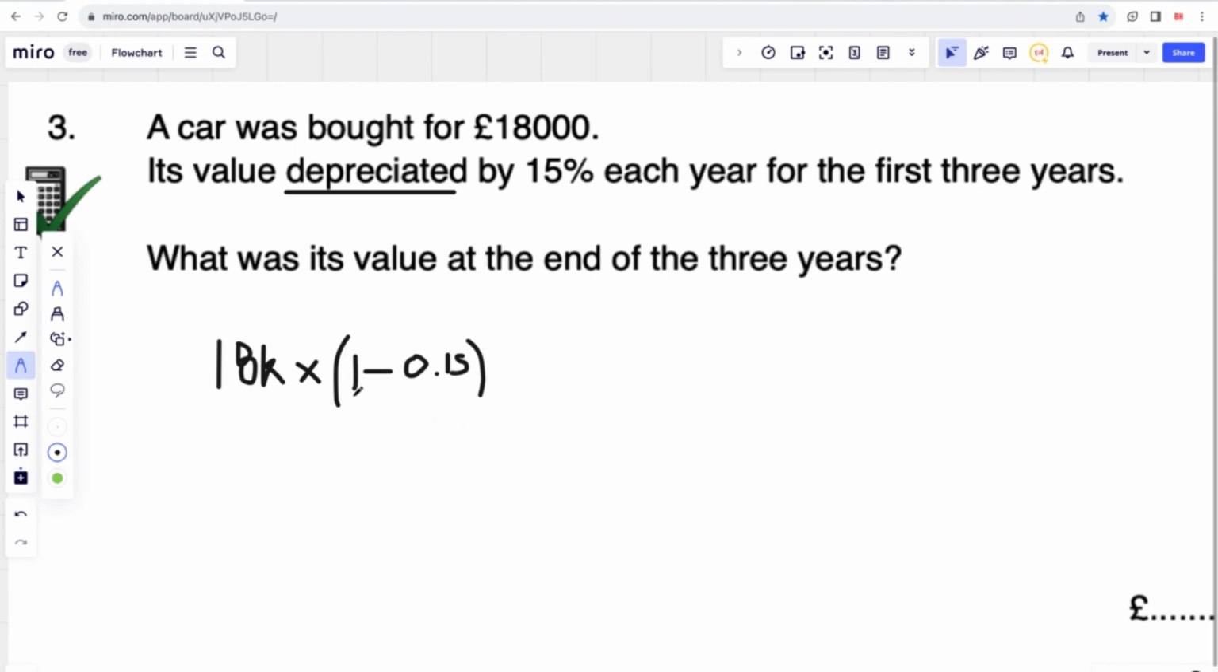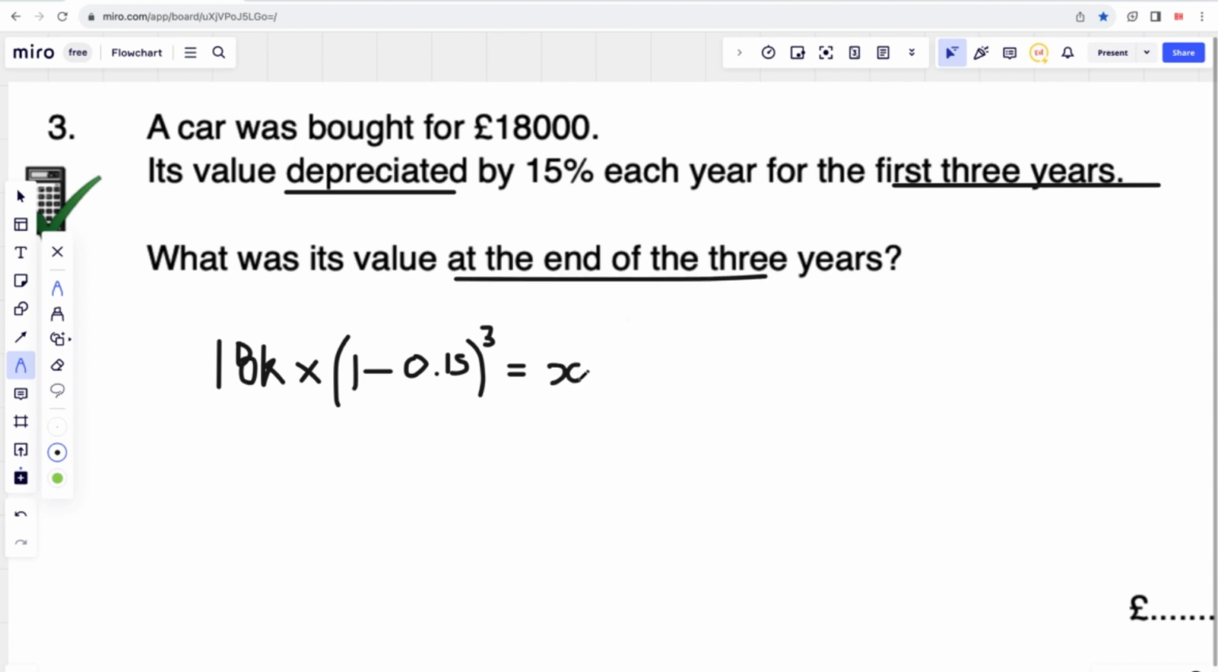Okay, when it comes to compound interest, there's this formula where you have the starting number here, then you have 1, then you have either plus or minus, and then the percentage. Each year for the first 3 years. Okay, first 3 years, so that means the power is 3, since the power stands for the number of years. What is the value at the end of the 3 years?